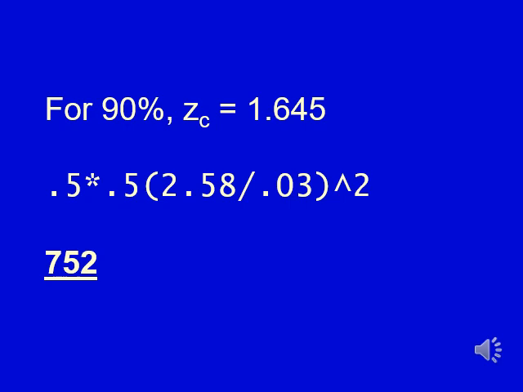So hopefully everything with estimation and finding sample sizes makes sense for you. You'll be doing some worksheets and of course eventually quizzes over this. Best wishes to everybody.